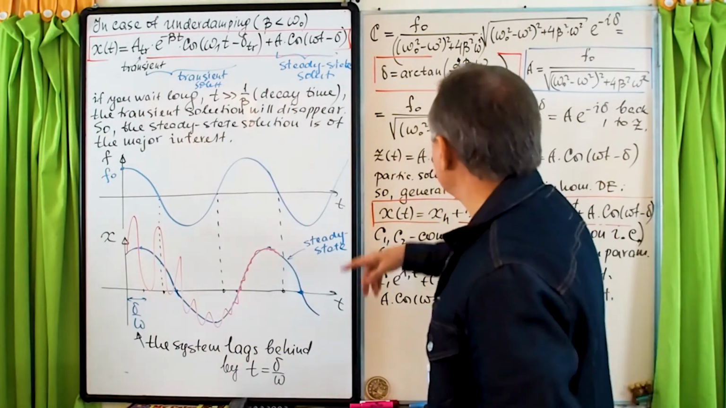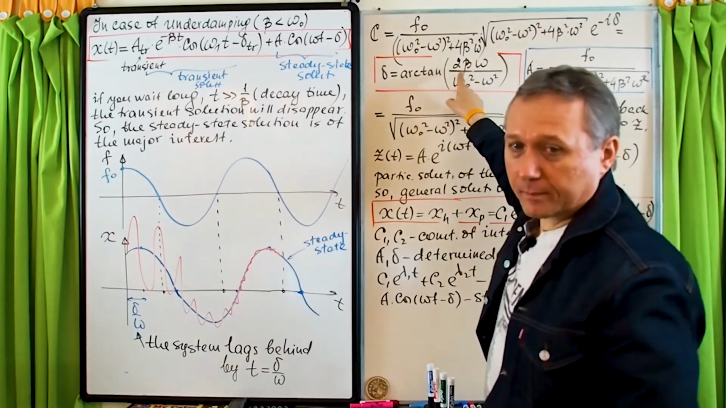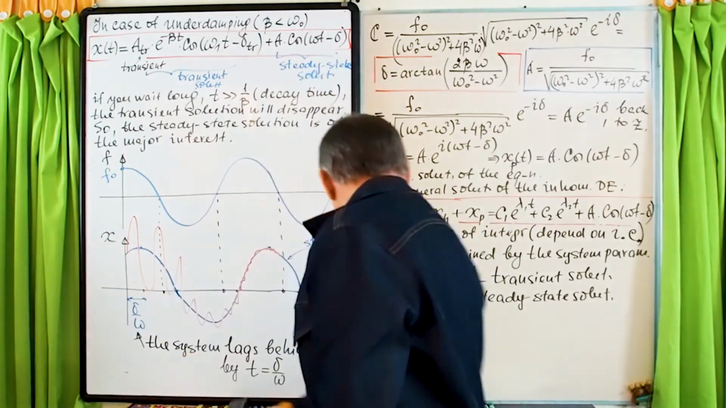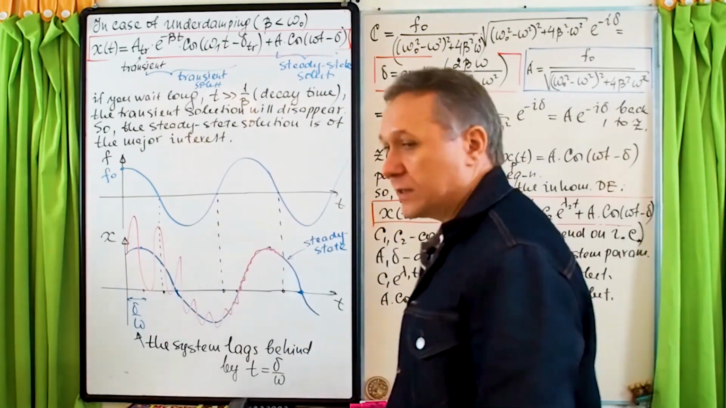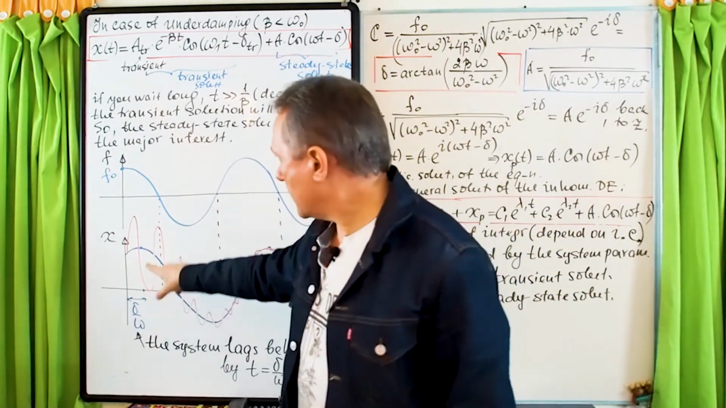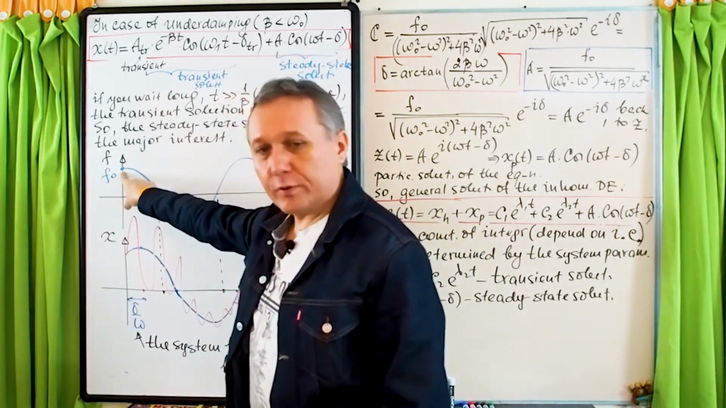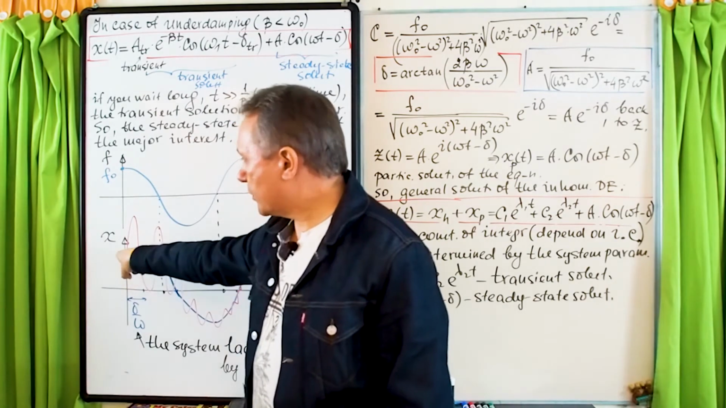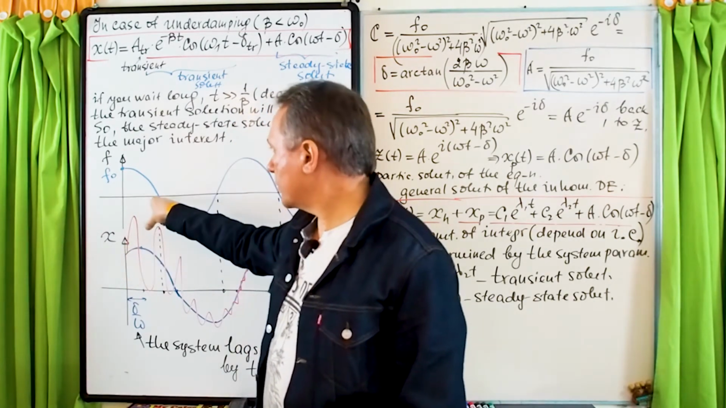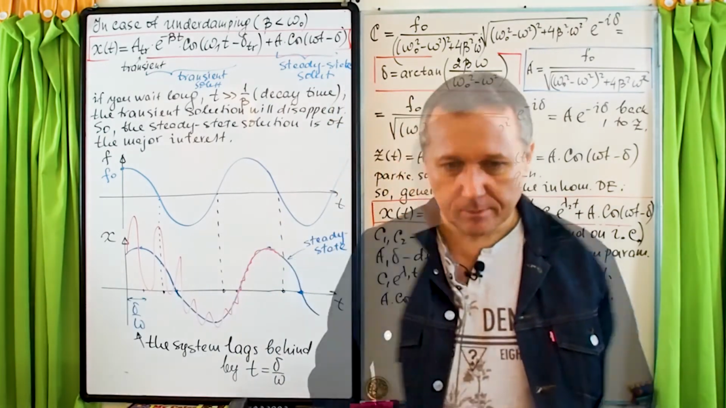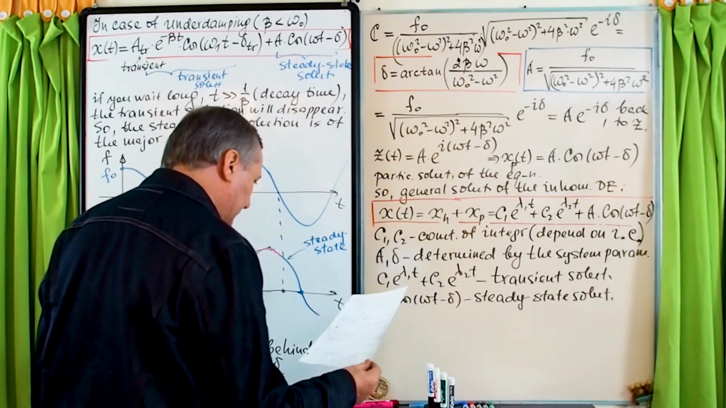And of course, as I said, if there is no damping, if beta equals 0, then delta equals 0, and then of course the system follows the driving force in no time, right? So force is at maximum, the response of the system will be at maximum. The force will go to 0, the system will go to 0. So it will be in phase.